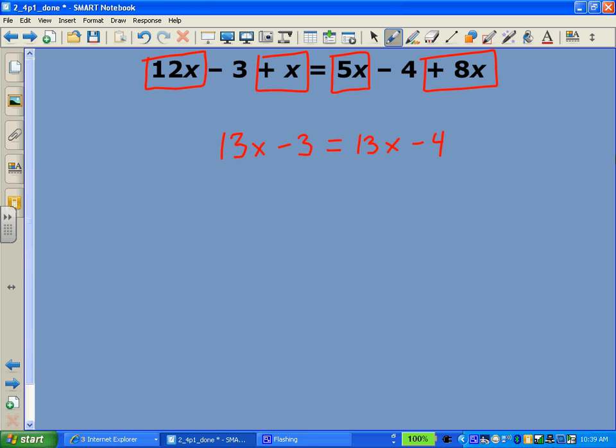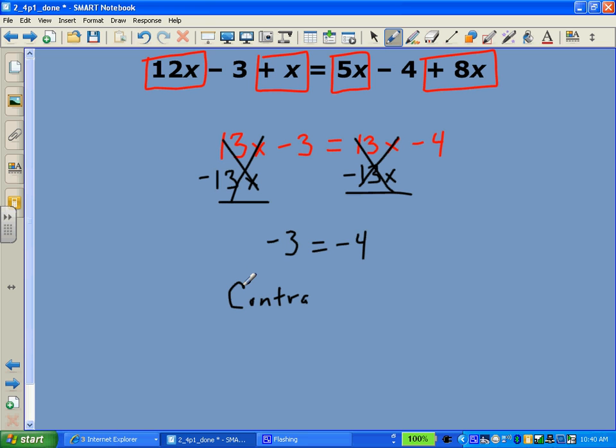Then I need to get the variables together, so I need to move this 13x over with the other one. Now you'll notice again that 13 minus 13, that's 0, so I'm left with negative 3. 13 minus 13 here, that's 0, so our variables cancel. So then I have the statement negative 3 equals negative 4. That's not true. So when I have something that's not true, it's a contradiction, and it has no solution.